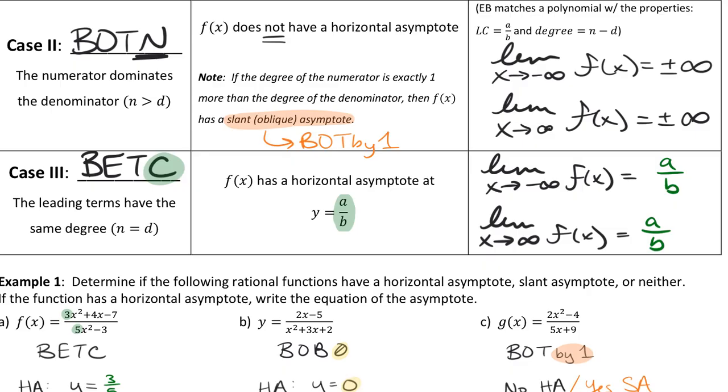Still no horizontal asymptote, so the end still works. But if you notice it's specifically bigger on top by 1, you'll say no to the horizontal asymptote, but yes to the slant asymptote. If it's bigger on top by 2, no to both. If it's bigger on top by 3, no to both. Only a slant asymptote when it's bigger on top by 1.